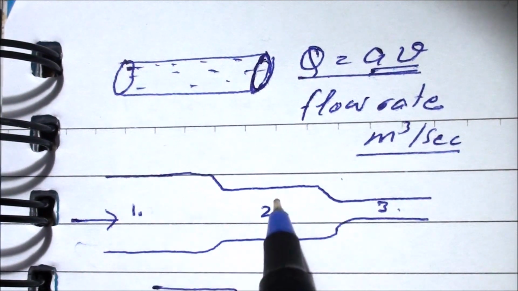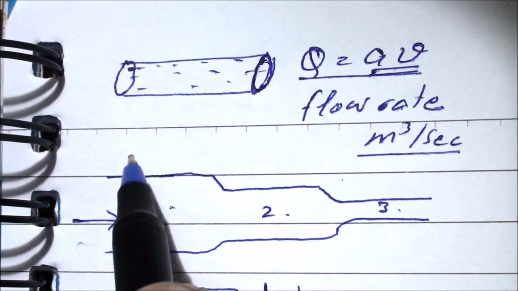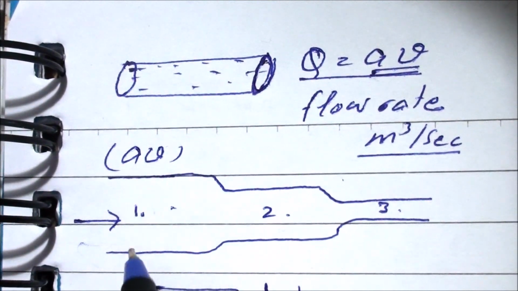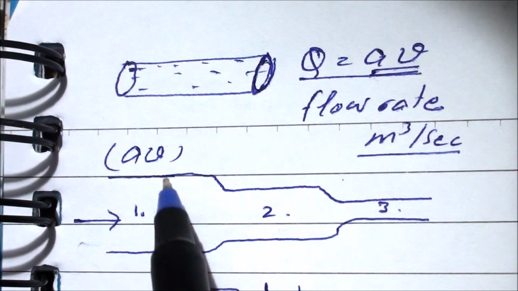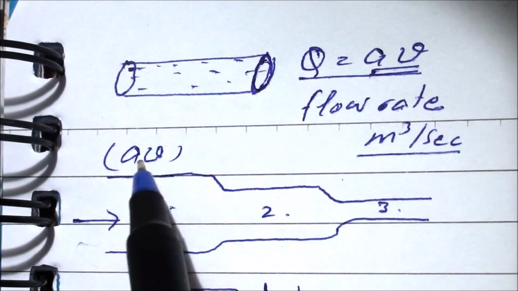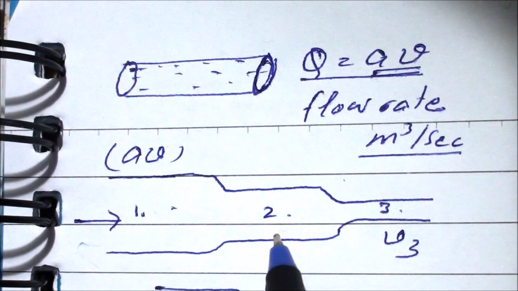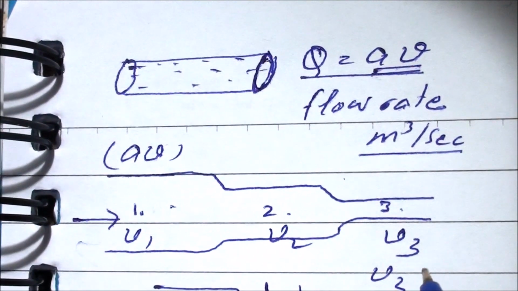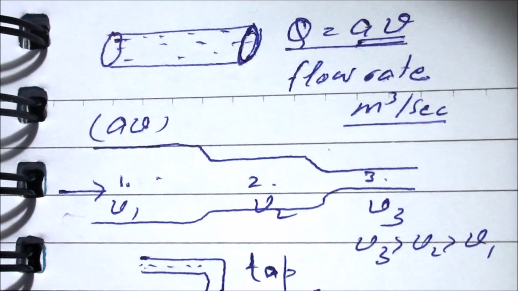Now area of cross section is different, so it means even the velocity will be different. Here A into V, this product is to remain constant. Area is maximum, so it means velocity will be minimum. So velocity of water molecules will be minimum here and maximum here, because area is minimum. So here let me say V3, V2, V1. V3 is maximum. It is more than V2, which is more than V1.